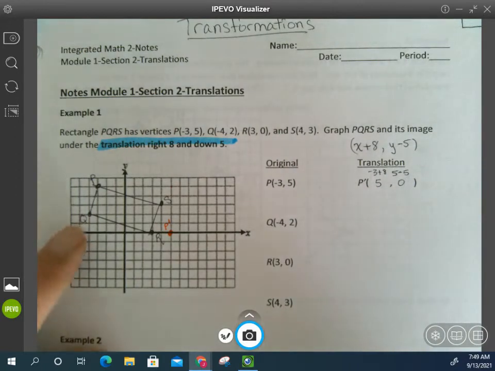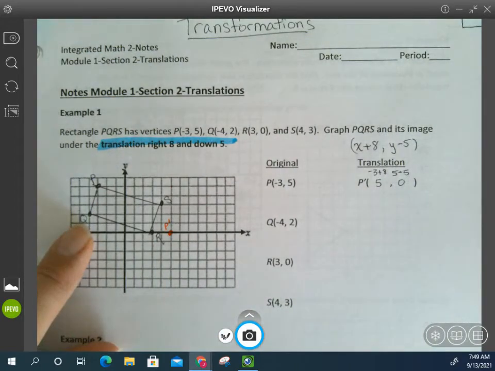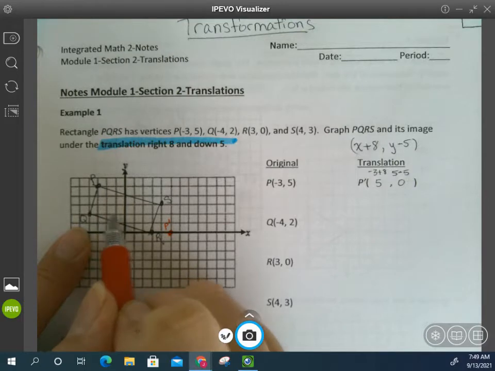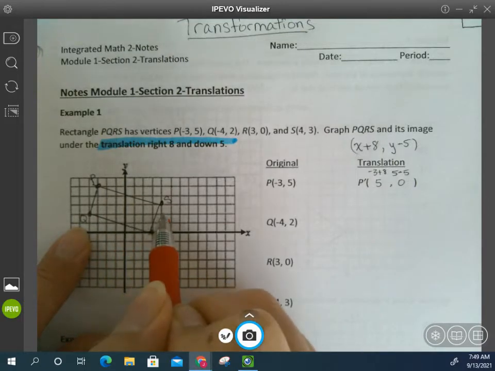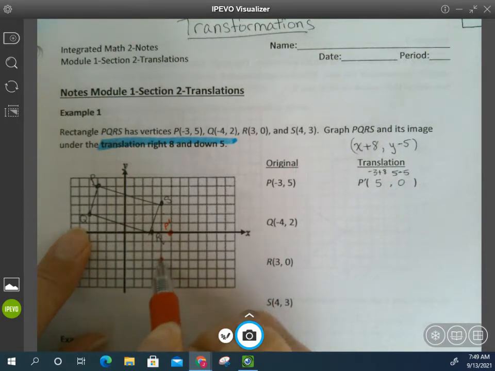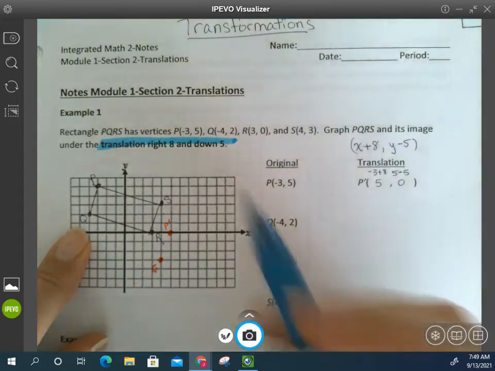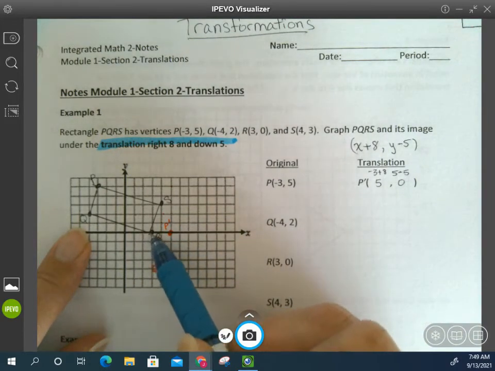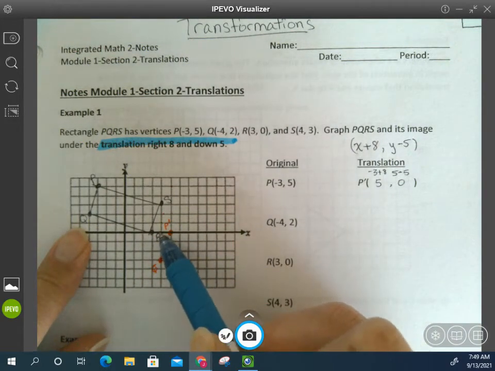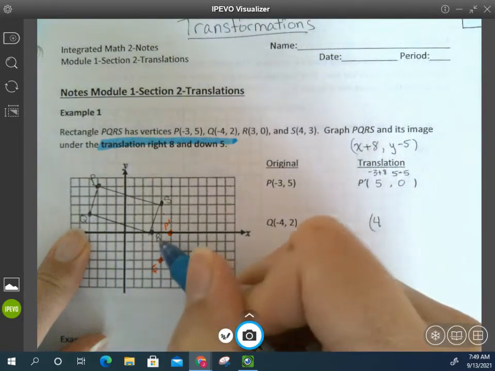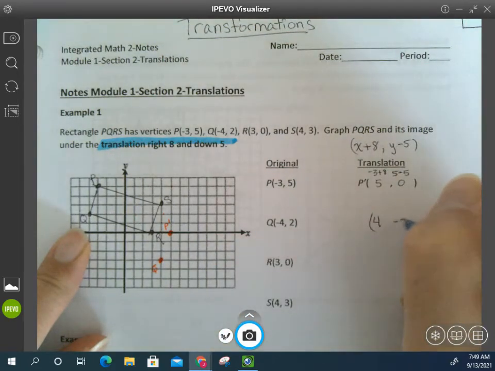All right, so let's do Q by counting. So it's not I move 8, put a point in, then go down. It's I move 8 and I move down. So where's Q? Right there. 1, 2, 3, 4, 5, 6, 7, 8. 1, 2, 3, 4, 5. There's my Q prime. Okay, so if you look at the ordered pair, we are 1, 2, 3, 4, 5. Oh, sorry. What are we? 4. So the X is 4. And the Y is -3.